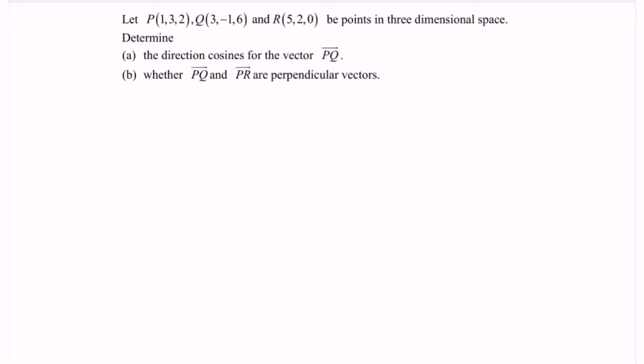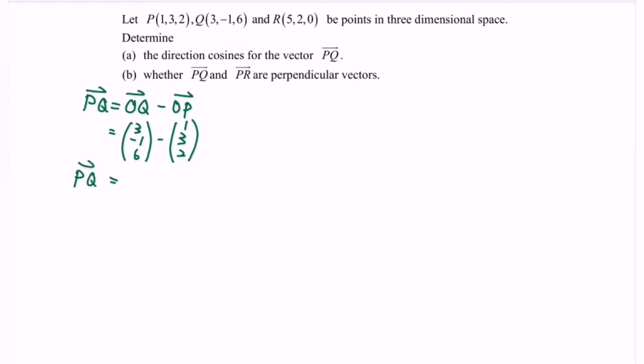So number 1, we are going to find the vector PQ. So kindly refer to the formula: vector PQ is equal to OQ minus OP. So kindly substitute the OQ and the OP. Here we have OQ 3, -1, 6 minus the OP where we have 1, 3, 2. So the vector for PQ is equal to 2, -4 and 4. So that is the vector for PQ.